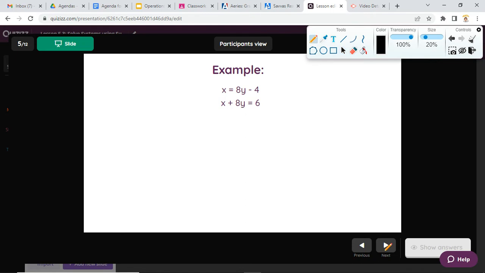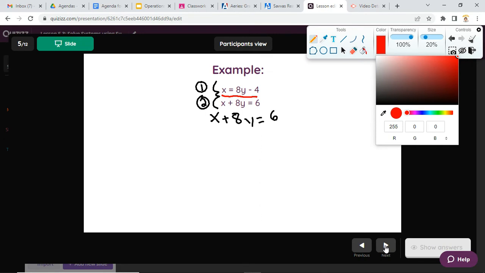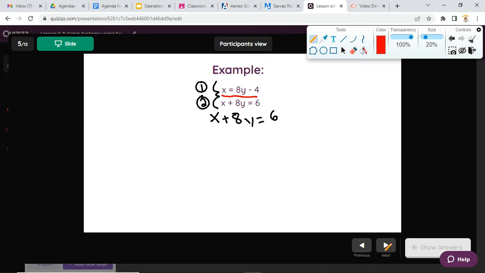I have x is equal to 8y minus 4 and x plus 8y is equal to 6. Okay, so remember, the first thing I told us we wanted to do is solve one of our equations for a variable, right? But notice, this first equation is already solved for x. It already tells me x is equal to 8y minus 4. So what I'm going to do is I'm going to take my other equation, x plus 8y is equal to 6, and I'm going to replace the variable x with 8y minus 4 because that's what it says x is equal to. So over here, I'm going to write 8y minus 4. No more x. I got rid of the x. I replaced it with what x is equal to. Plus 8y is equal to 6.